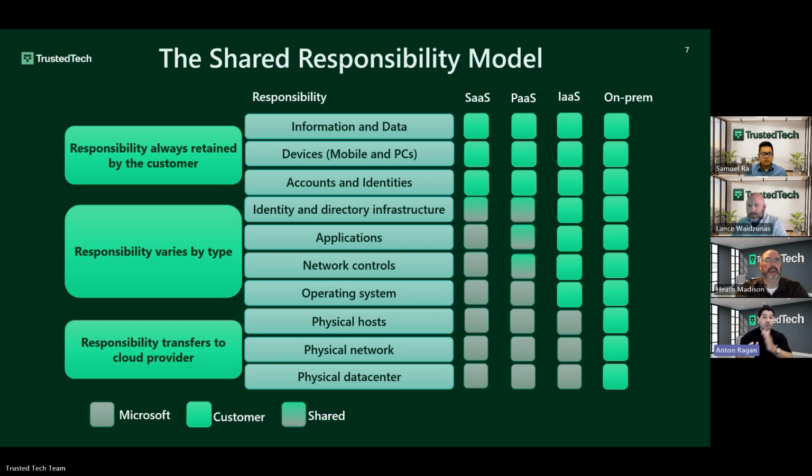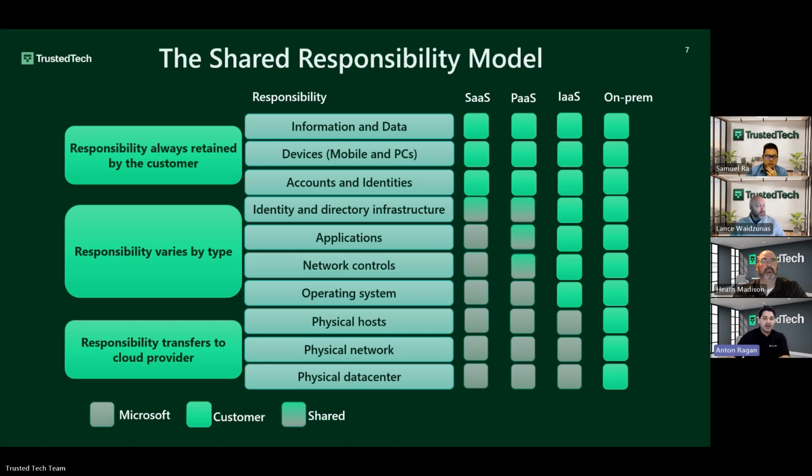But moving more to the left in IaaS environments, infrastructure as a service, that's when Microsoft begins to take on the physical infrastructure and networking layers, while your organization will still manage things like the operating systems and the applications and the data. So yeah, you're saving on the hardware and maintenance, but all the security configuration and monitoring falls to your team.